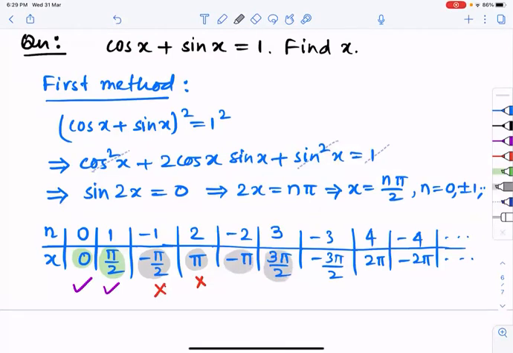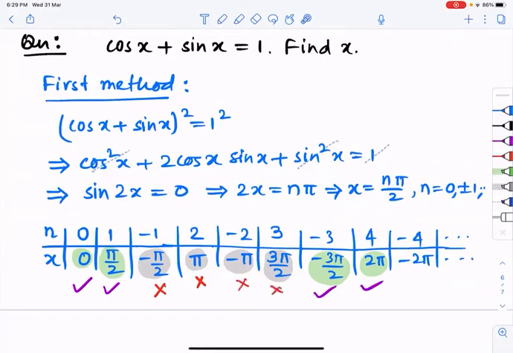Okay, if I put minus 3 pi by 2, cos of minus 3 pi by 2 is, sorry, sin of minus 3 pi by 2 is plus 1. তাহলে এটা satisfy করবে. 2 pi বসালেও satisfy করবে. Okay, so some values are satisfying, some values are not satisfying the equation.